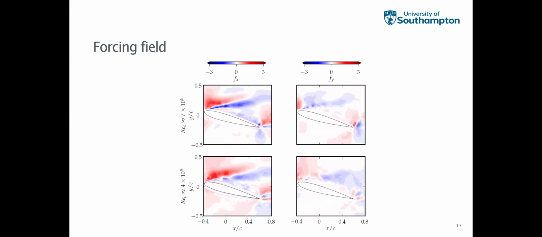I want to discuss a little bit about the forcing field. Now, the forcing field that we observed for both the Reynolds number cases, the top row being the moderate Reynolds number and the bottom being the high Reynolds number case, we noticed, of course, some similarities in the forcing field. And needless to say, all the variables have been normalized to 1. The chord has been normalized to 1. The inlet velocity has been normalized to 1. So really the only difference between these two Reynolds number cases is the kinematic viscosity.